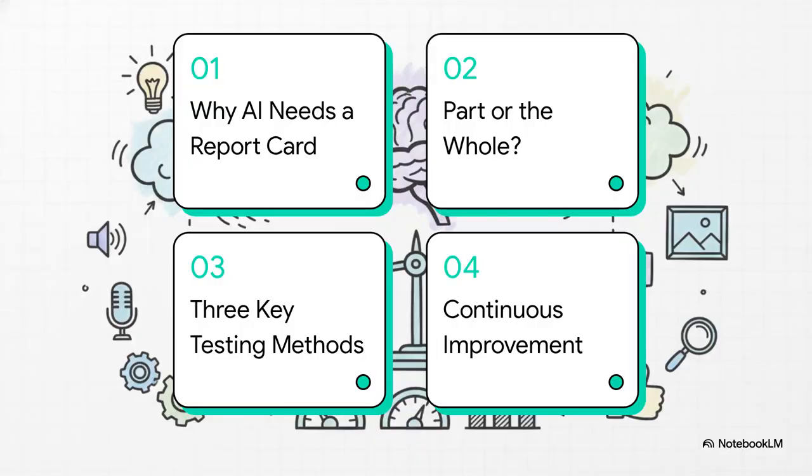So here's how we're going to break this all down. First, we'll talk about why your AI basically needs a report card. Then, we'll get into a big question. Are you testing a single ingredient or the whole recipe? After that, we'll open up the toolkit and look at 3 key methods for testing. And finally, we'll see how this all feeds into a loop of making things better and better over time.